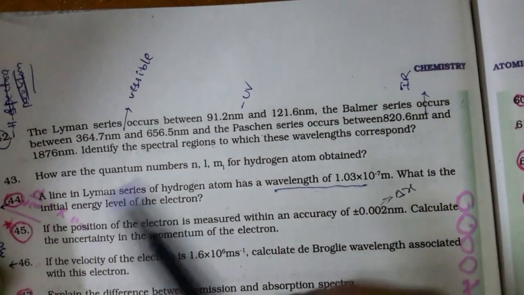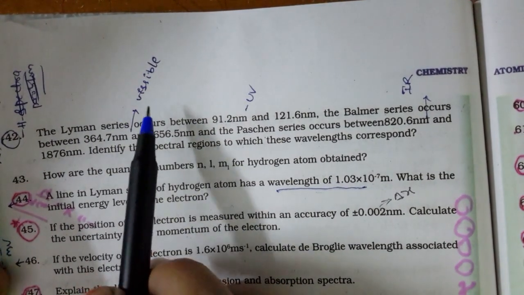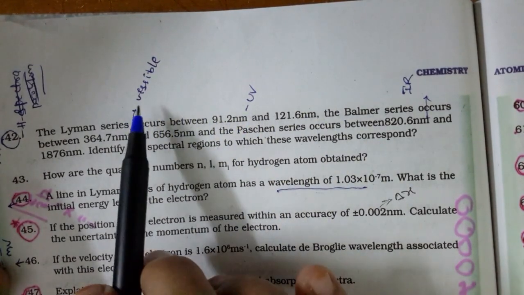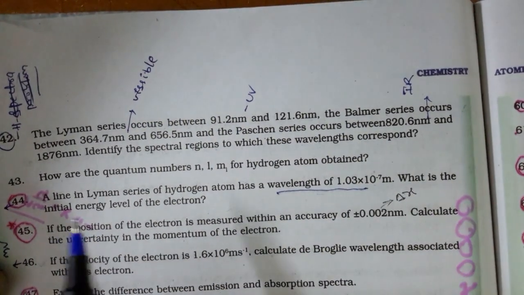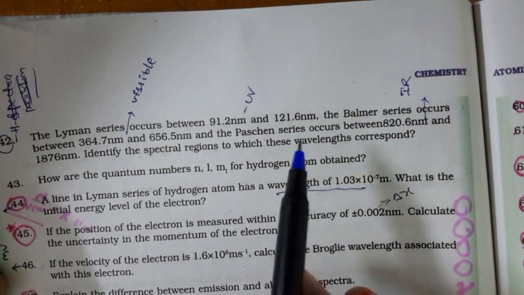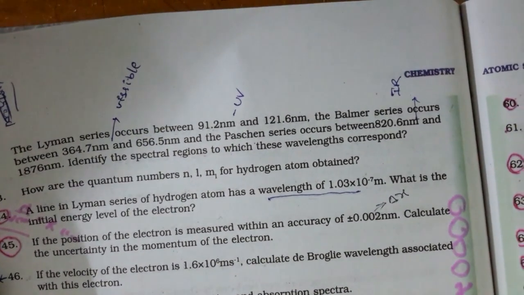Now, without doing any calculation, if you know the previous knowledge: Lyman, Balmer, Paschen correspond to UV, visible, IR. But you should not go further like that. You have to calculate the lambda, and tell which particular spectral region that lambda belongs to. Now go for the solution.